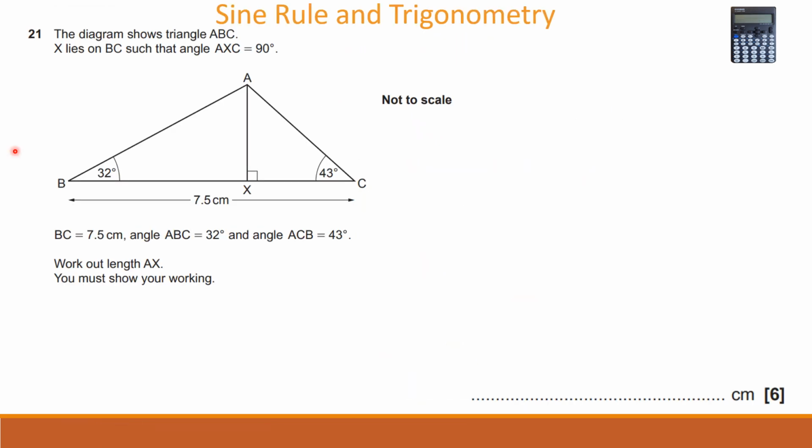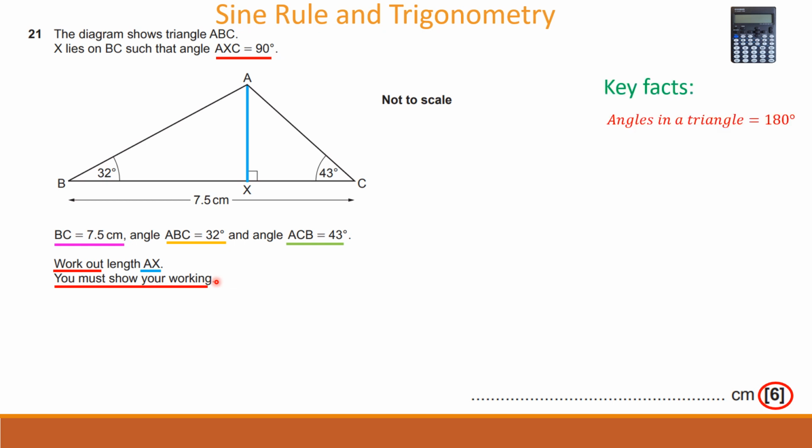This is a question on using sine rule and trigonometry. The key words in the question are we've got an angle AXC, which is 90 degrees. You can see it has been marked with a right angle here, a little rectangle to show it's 90 degrees. The length BC is 7.5, again highlighted in the diagram. Angle ABC, again is in your diagram, 32 degrees. And ACB is 43 degrees that you can see in your diagram. You've got to work out the length AX, which is the distance from here to here, and you must show your working out for 6 marks.